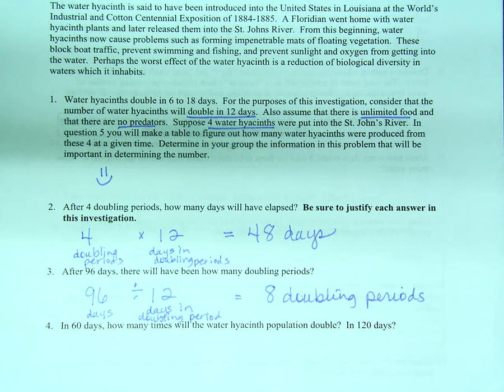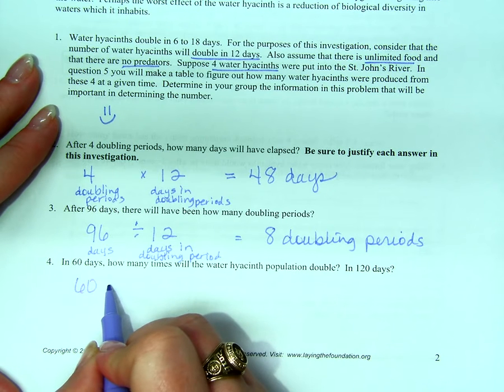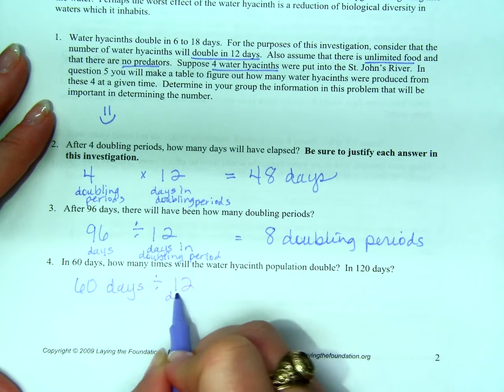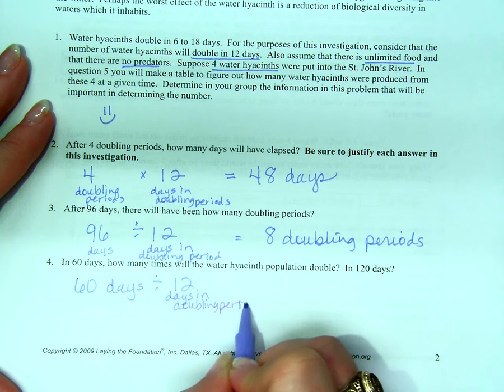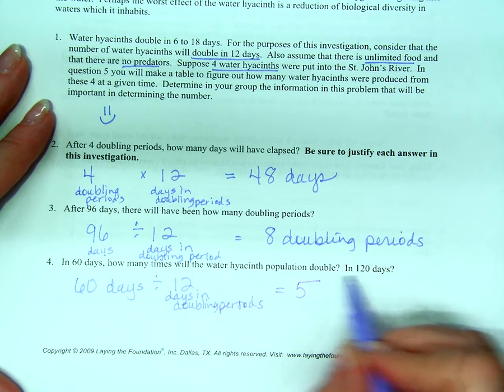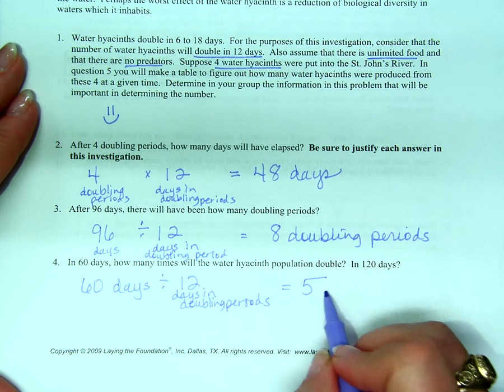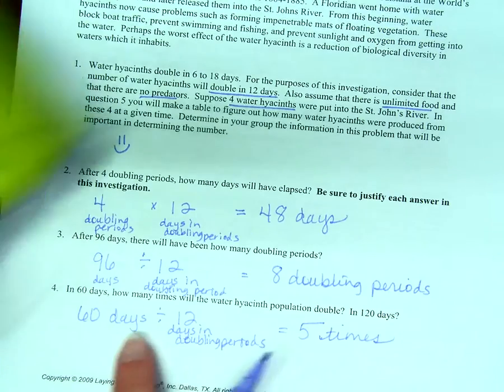In 60 days, how many times will the water hyacinth population double? And how do you know that? So 60 days divided by 12, which is the days in the doubling period, equals 5. 5 what? 5 times. Because it's asking how many times will it double, right? So is it okay to say 5 times? Yeah, that answers the question, especially with our justification right here.